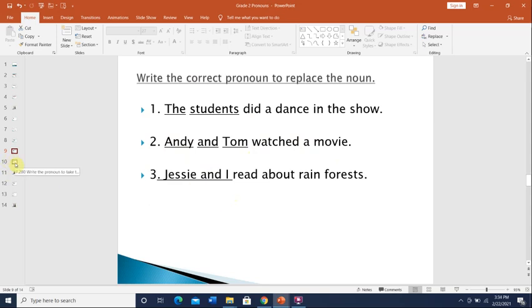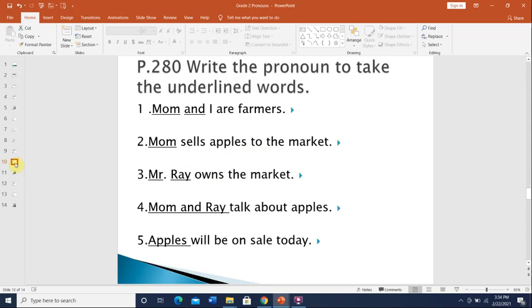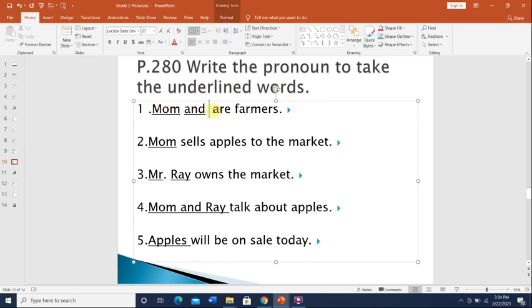Okay? Now go get your language arts textbook and we're going to start answering together, and write the answers in your notebook. It says here, write the pronoun to take the place of the underlined words. Number 1, Mom and I are farmers. I'm sorry, this is supposed to be underlined. Mom and I are farmers.